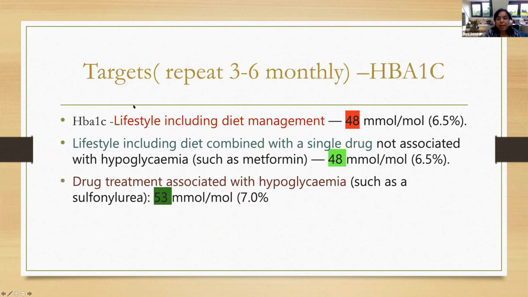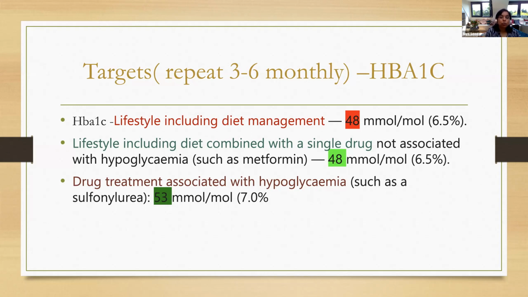Okay. This is a really quick thing about targets. So you need to repeat the HbA1c 3 to 6 monthly until you reach the target, and this is purely the diabetic target I'm looking at, of 48 or 53. So essentially, if you are being managed by diet control, you want an HbA1c of 48. If you are on a single drug, then also we want 48, except if you're on a drug that causes hypoglycemia, in which case we raise it to 53.